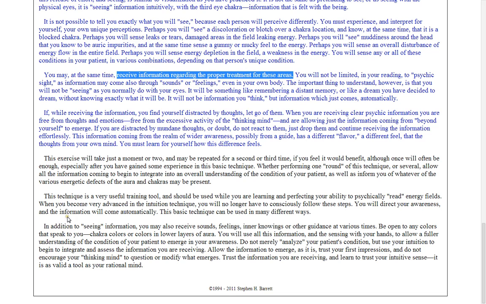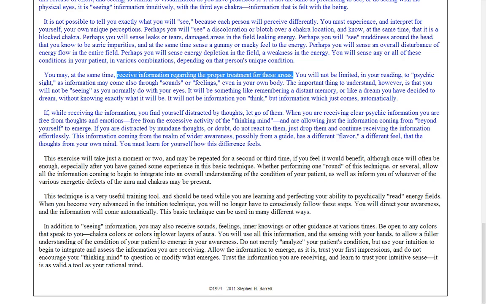When you become very advanced in the intuition technique, you will no longer have to consciously follow these steps. You will direct your awareness and the information will come automatically. Snap, snap. This basic technique can be used in many different ways and in many different areas of your life. In addition to seeing information and sensing it with your tummy and empathizing with the information through your heart, you may also receive sounds, feelings, inner knowings, or other guidance at various times.